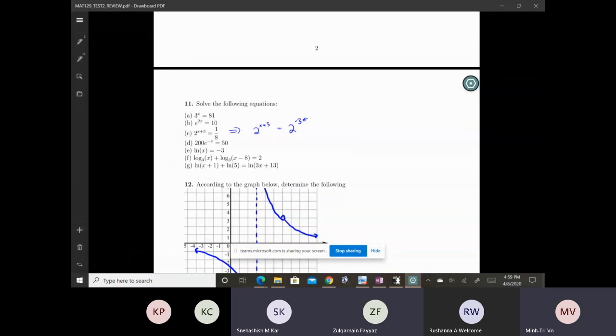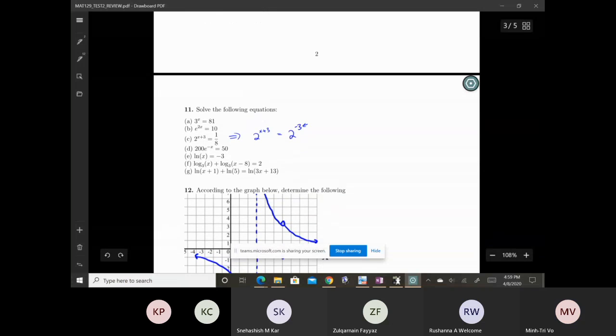How did she get that? Right, so once the bases are matched up, the bases are the same, that means that the things in the exponent have to be the same. So then it just becomes x plus 3 is equal to negative 3. And then you can just solve for x. So x is equal to minus 6.